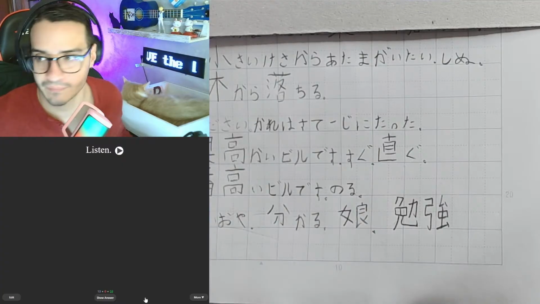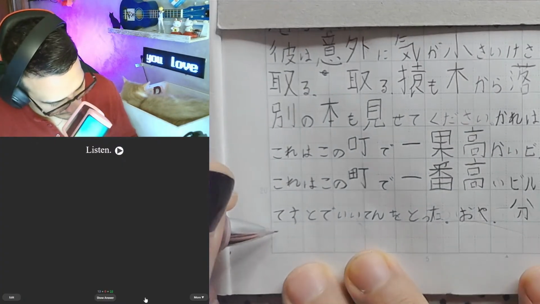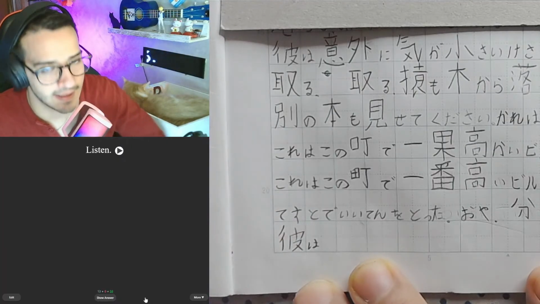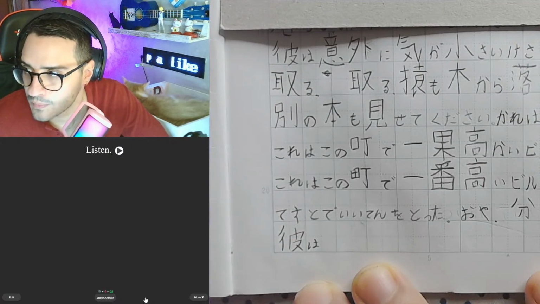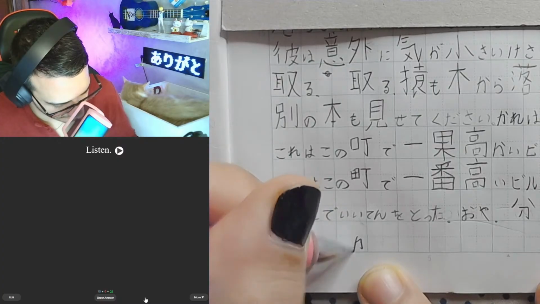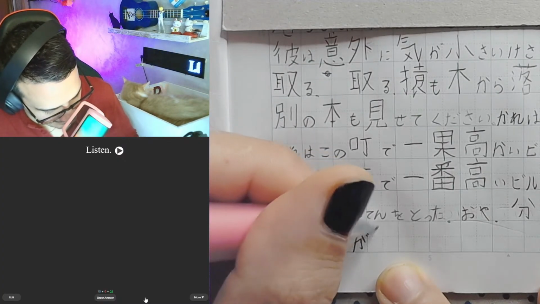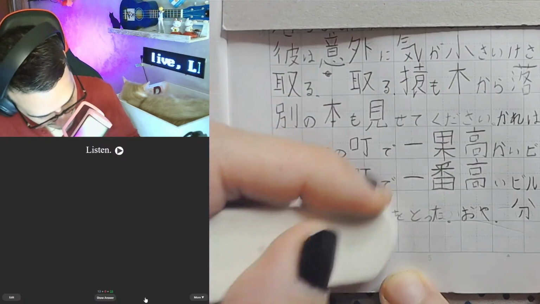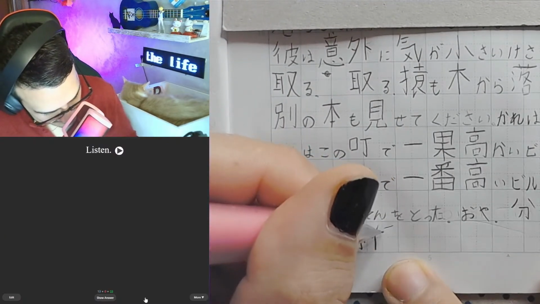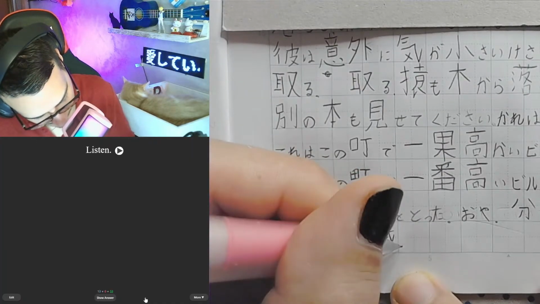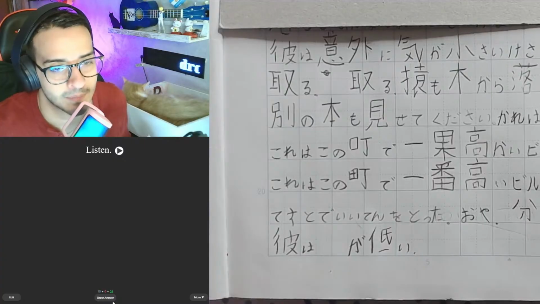彼は背が低い。低い, you have a man, a family name, and one. 低い。彼は背が低い。He's short.